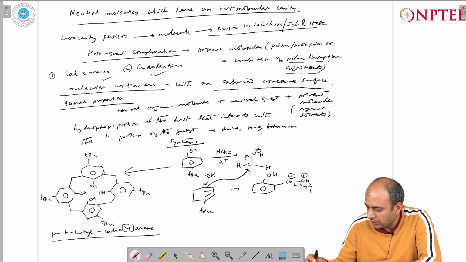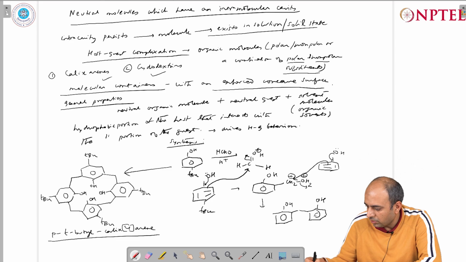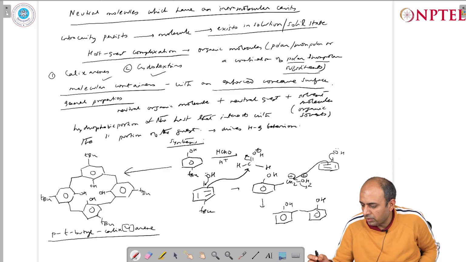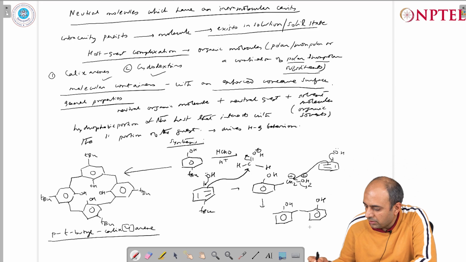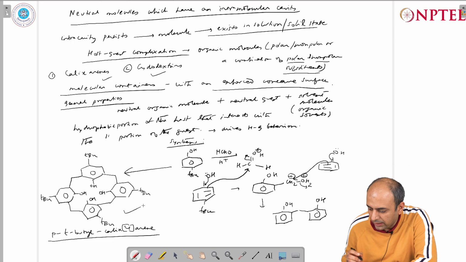So, this further undergoes reaction now, and in this case we now get this particular reaction which now gives you the dimer. So, in this case the reaction proceeds and we are finally able to have the ring closure, and that will give me the calixarenes.